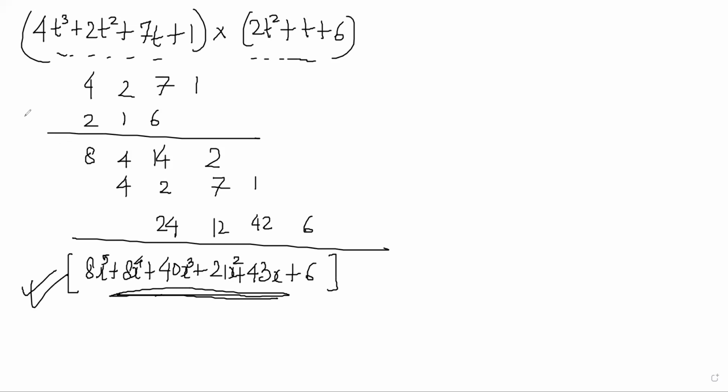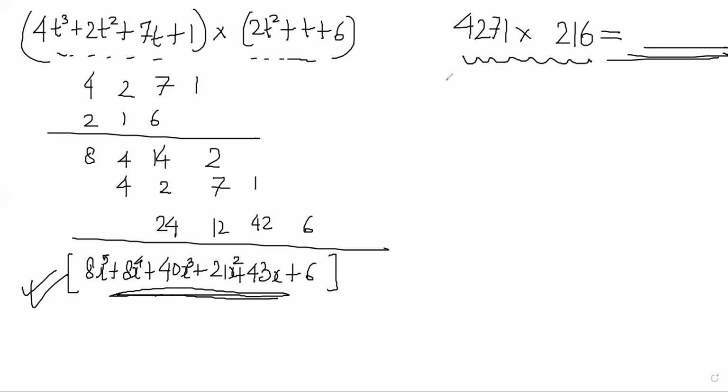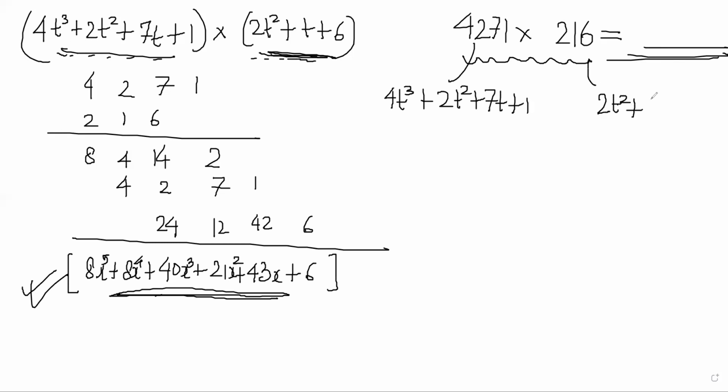Also, I can do some cheap tricks here. So for example, I'll show you, find out the value of 4271 into 216, right? I don't need to use a calculator to find this value, because if I have to do this calculation, I will write it as a polynomial, and 4271 will be represented like a polynomial 4t cube plus 2t square plus 7t plus 1, and this will be written as 2t square plus t plus 6. And at even this stage, I can say that if I put t is equal to 10, this value will be 4271.